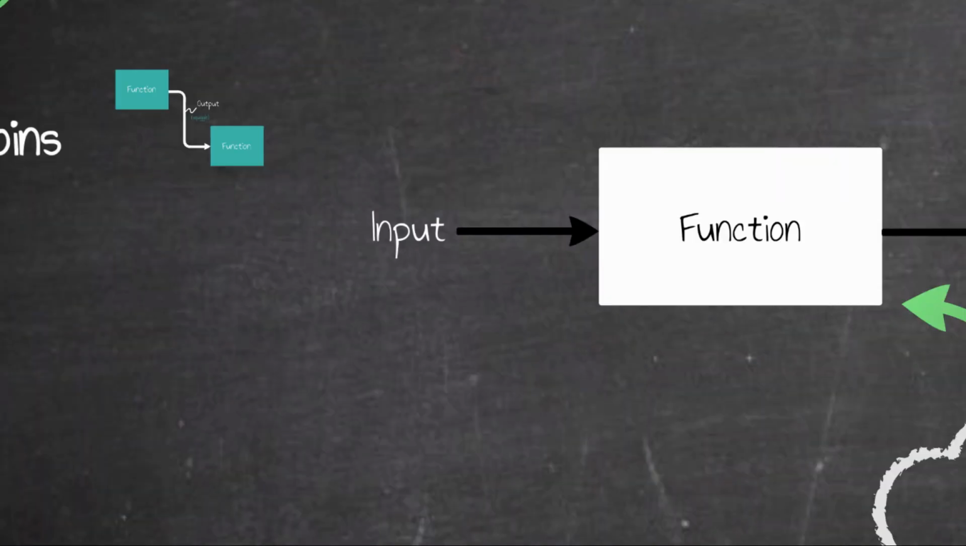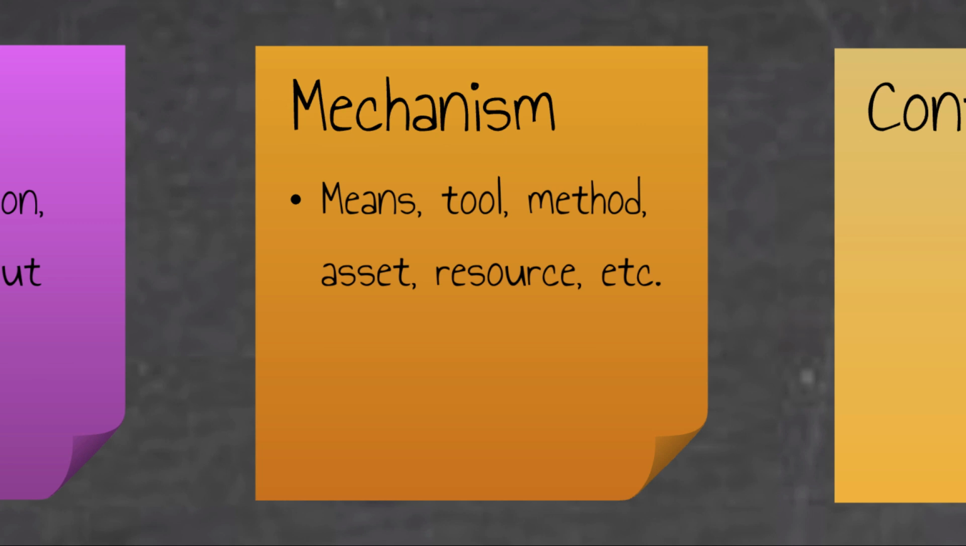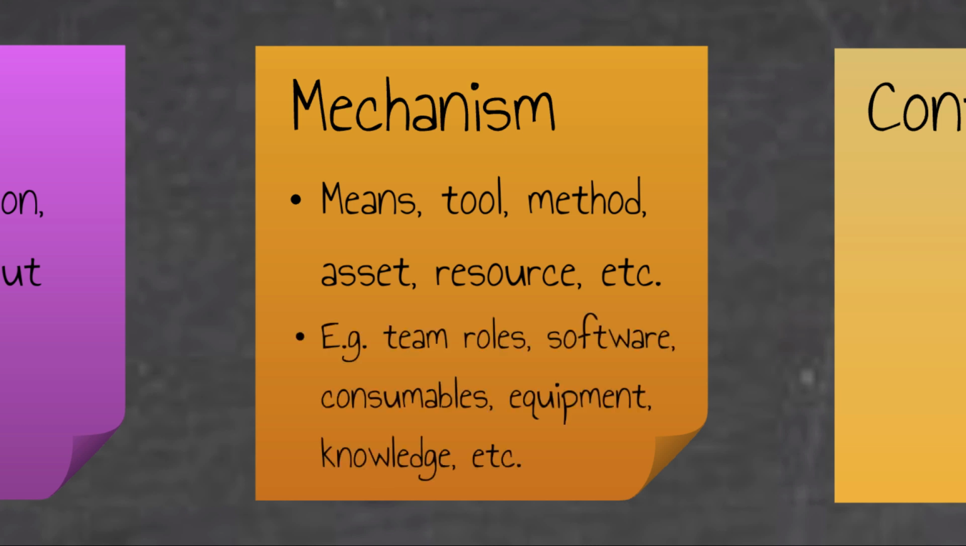Right. Let's now focus on mechanisms and controls. Mechanisms are, broadly speaking, the means, tools, methods, and assets that support the achievement of a function. In other words, they are elements that allow the execution of a function, and a simple way to think of a mechanism is to think resource. That is, what resource do I have at hand to enable my function to exist? Examples of mechanisms are team roles, specific software tools and systems, consumables, equipment, and so on. Occasionally, mechanisms may also be intangible things like knowledge of how to achieve a function.